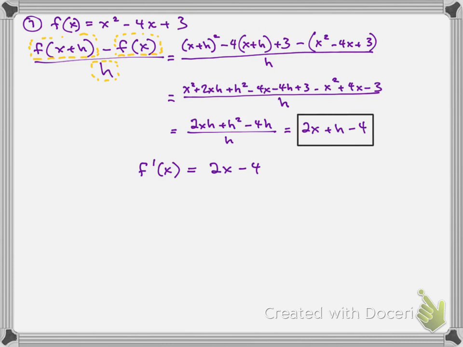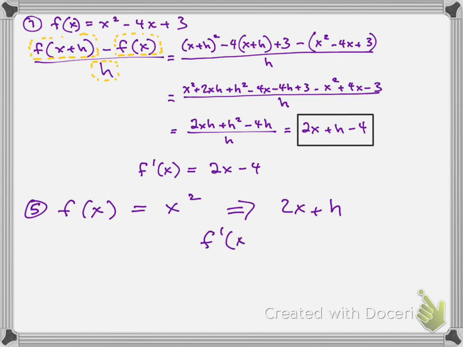What was number 5? Number 5 was f of x equals just plain old x squared, right? And what did you end up getting? 2x plus h. This gives us 2x plus h if we do the difference quotient, which means if we let h equal 0, f prime of x is just 2x.